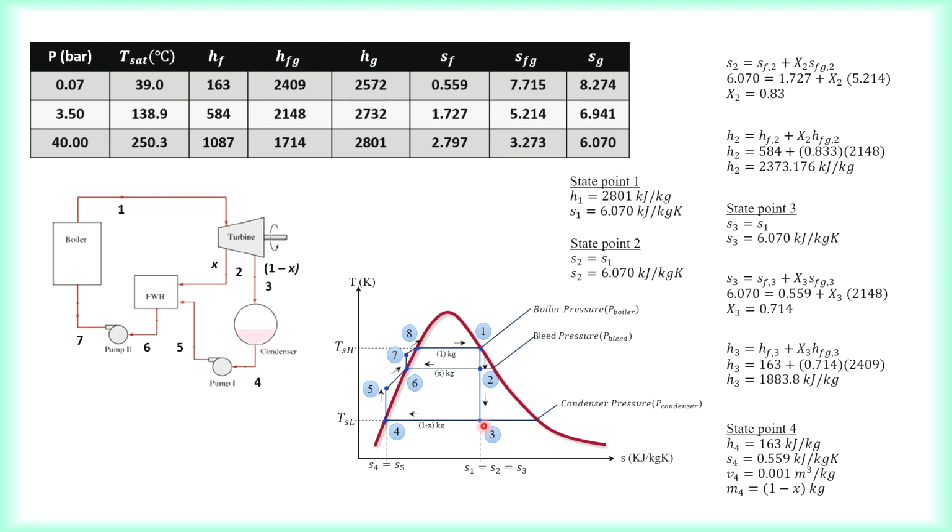Then we move forward to state point 4, which is a bit easier. If we want to find H4, we know that state point 4 is actually sitting on the saturated liquid line, and state point 4 is at a condenser pressure of 0.07 bar. So H4 would be exactly equal to the HF at that pressure, 0.07 bar. So that is 163.